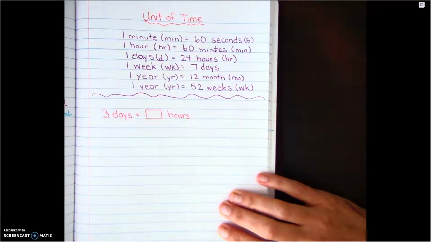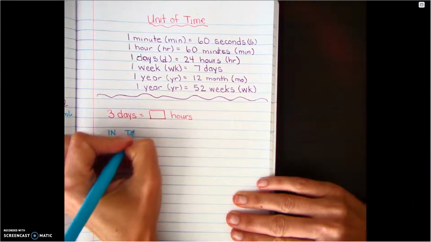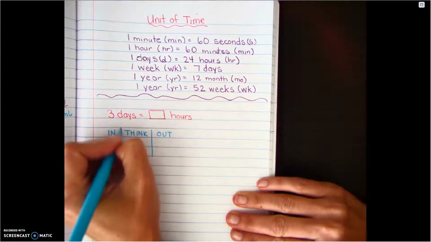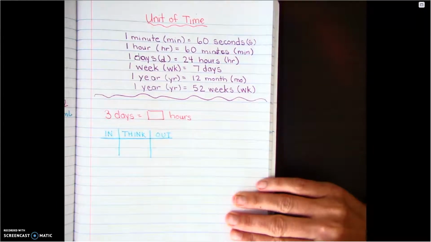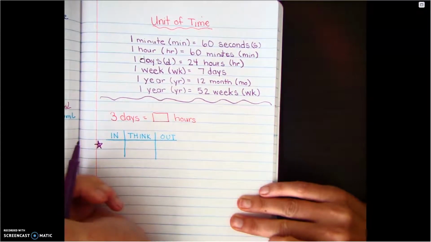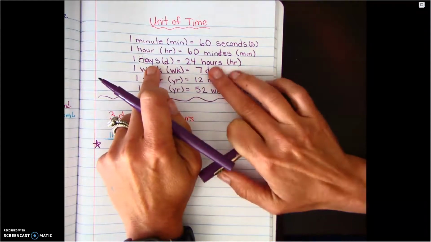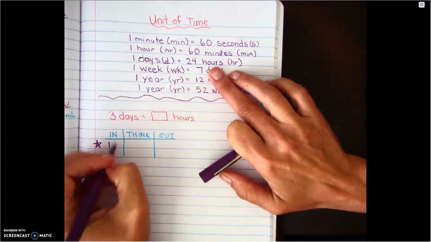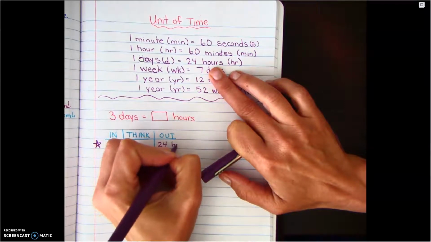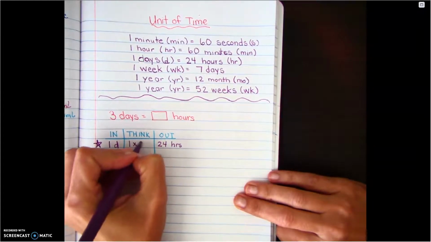All right, so then I get my think chart. So I've got my in, my think, my out. Draw my chart. Remember that first line needs to be your helper. So I'm going to put a star there. That's our helper. So I need to find the one that is days to hours. So I go up here, I found days, and it goes to hours. So 1 day is the same as 24 hours. All right, so now I have to think. That is 1 times 24.